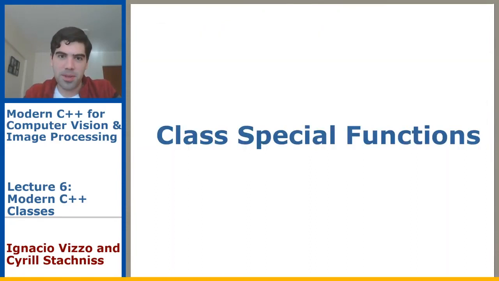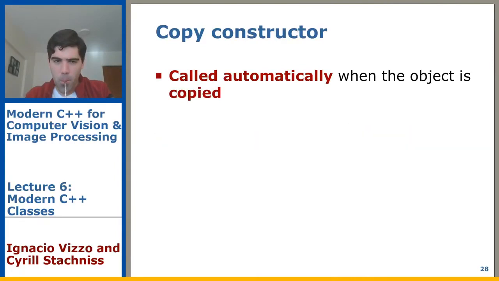So there are some special class functions, and this is something that people struggle a lot with because there are rules that no one wants to learn. But let's go quickly through it. One of these special functions is the copy constructor. This is called automatically when the object is copied.